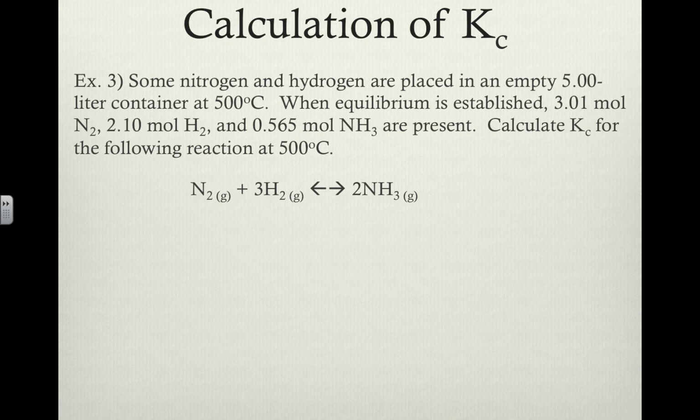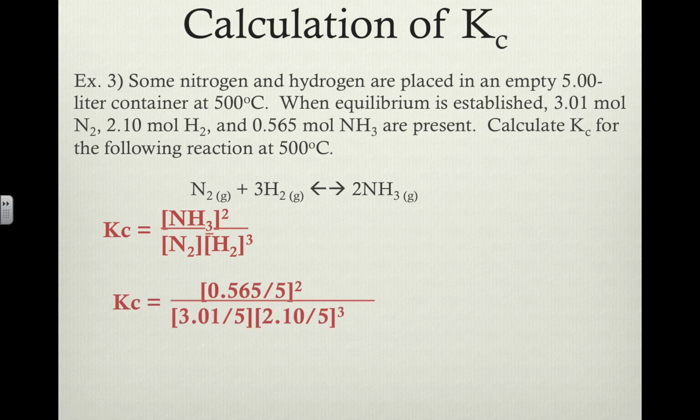Calculate Kc for the following reaction at 500 degrees Celsius. Okay. So our Kc expression is going to be like this. Now, remember that these brackets mean concentration. They mean molarity, or moles per cubic decimeter, moles per liter. And I have moles, and all of these are in a 5-liter container. So I can't just divide by 5 at the end. I'm going to actually have to put these in. So I'm going to put in my values, but I'm going to divide each one of my moles by 5.